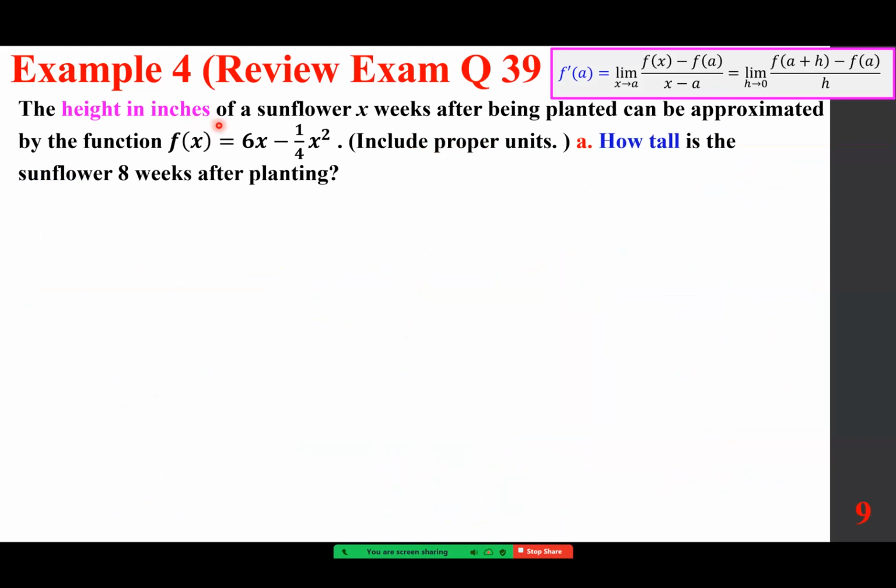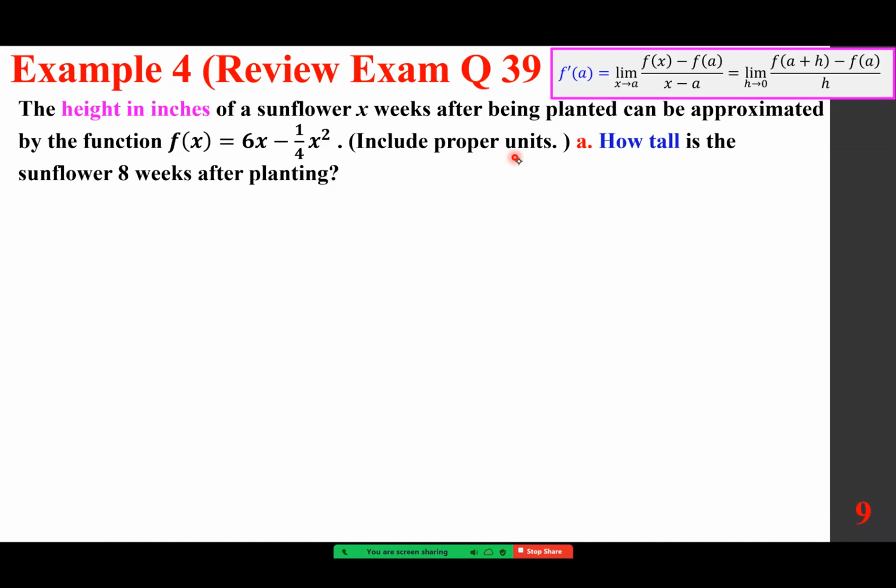The height in inches of a sunflower x weeks after being planted can be approximated by the function f of x equals 6x minus 1/4 x squared. How tall is the sunflower 8 weeks after planting? Over here, it mentions include proper units. Class, anytime you do a word problem and you see units, if your answer involves units, you must answer it with units, even if they don't mention that.